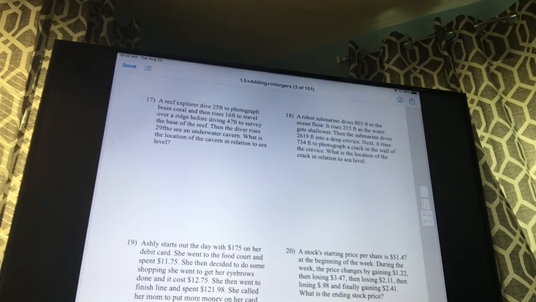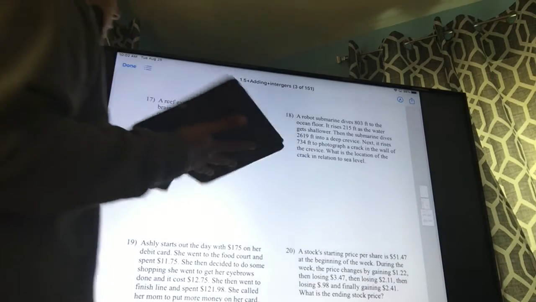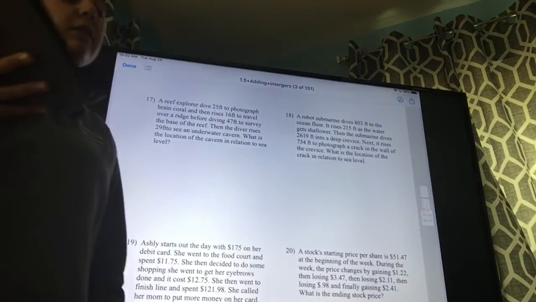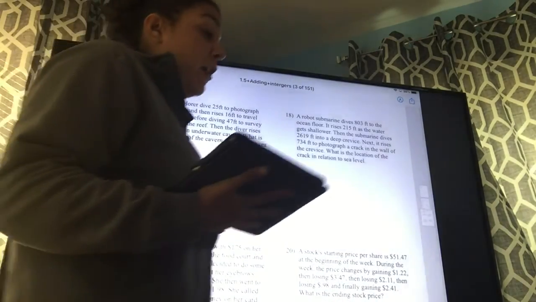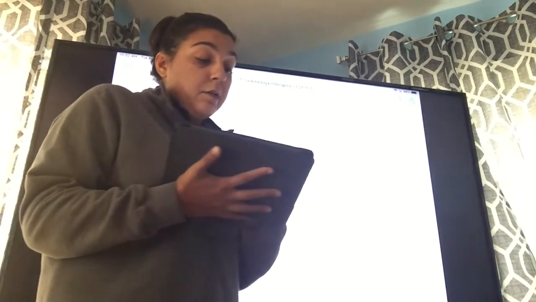Okay, so if the explorer dives 25 feet, where did he start? At what level did he start at? Okay, so that's sometimes the trickiest part. So, if we're on the ground, before we even dive, we started at 0.